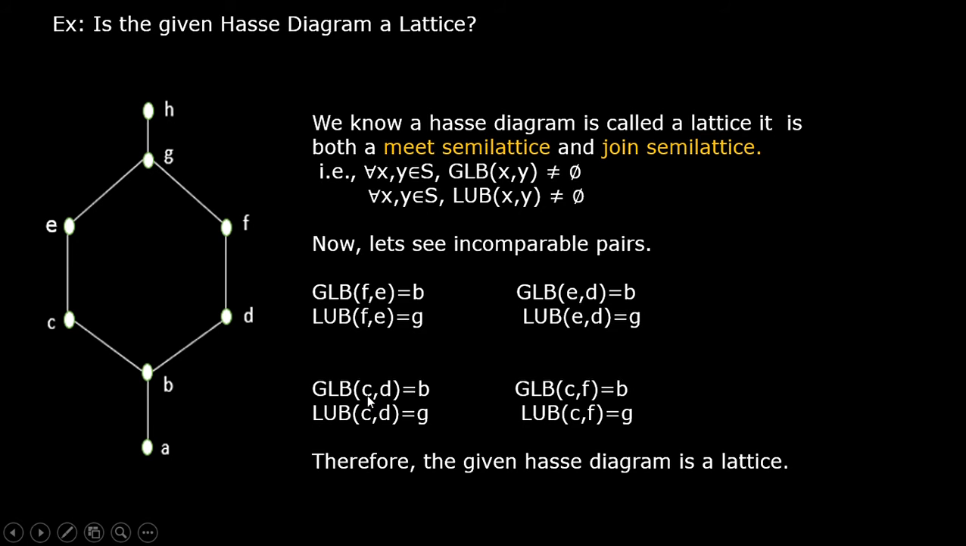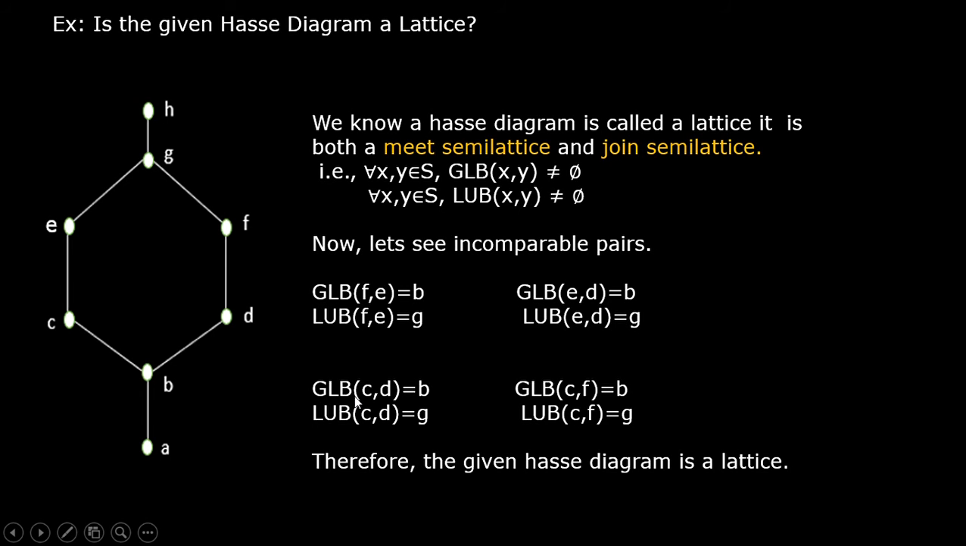Similarly, if I consider the incomparable pair C and D, the greatest lower bound for C and D is B and the least upper bound for C and D is G. Then if I look at the incomparable pair E and D, the greatest lower bound for E and D is B. If I trace downwards like this, I see the first meeting point of E and D is B. Then the least upper bound of E and D is G. Again, if I trace upwards like this, E and D have the first meeting point at G. Hence, the least upper bound of E and D is G.